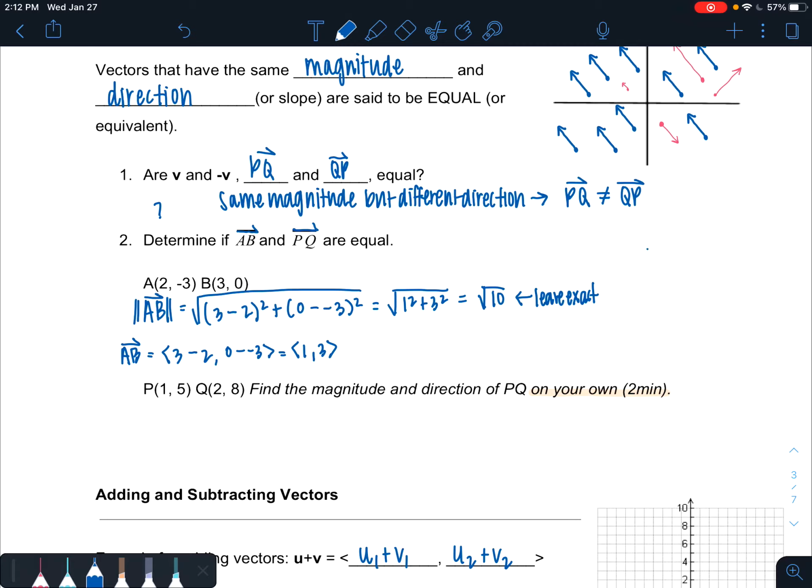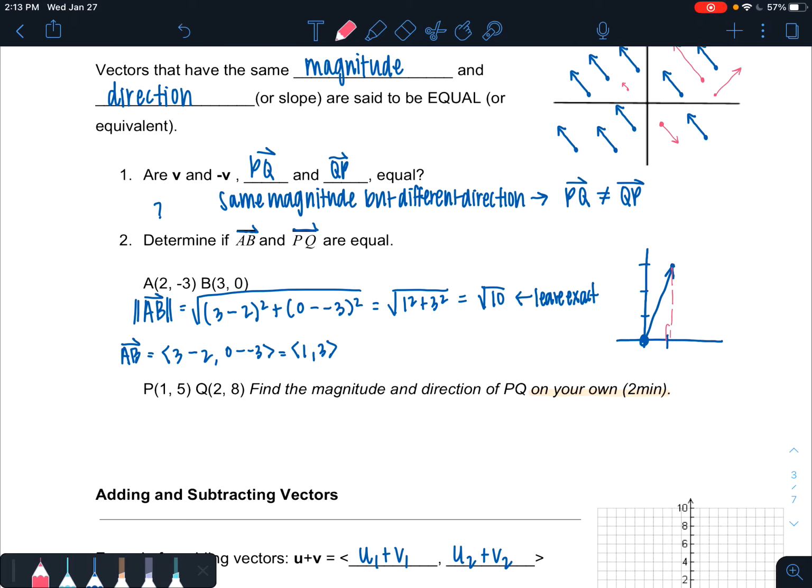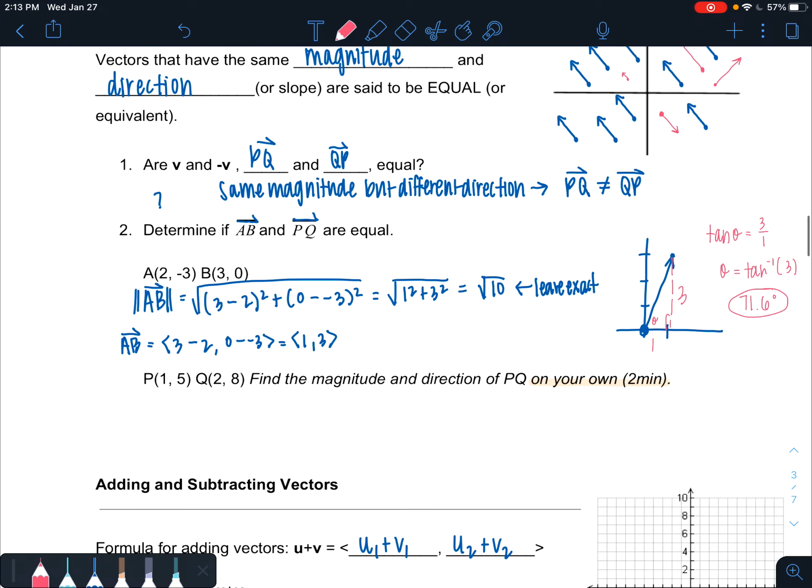So let's go ahead and draw that. Okay, so there's my terminal point, terminal side, initial point. Draw a little triangle. This is 3 and 1. And so then tangent of theta is equal to 3 over 1. To find theta, we do the inverse tangent of 3, which is 71.6 degrees. Okay, so let's leave that.